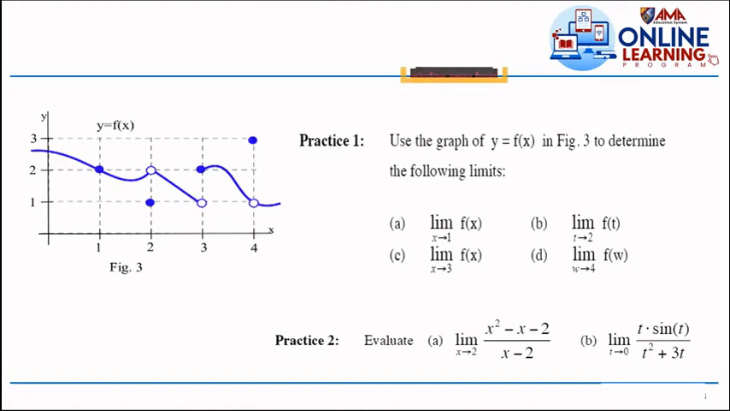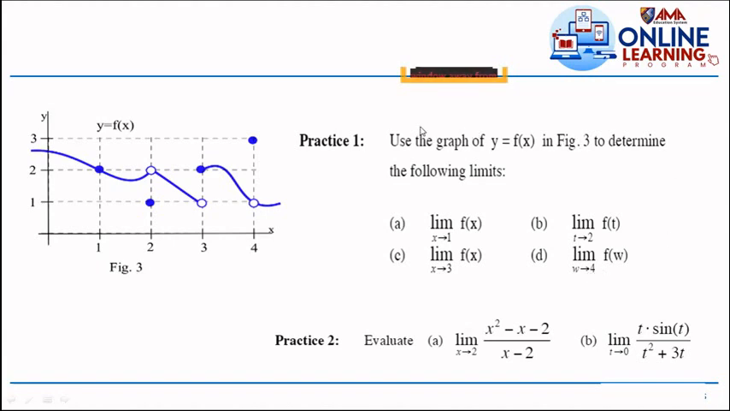Okay. So for 5 minutes, we will use the graph of y equals f(x) in figure 3 to determine the following limits. Letter A, the limit of f(x) as x approaches 1. Letter B, the limit of f(t) as t approaches 2. Letter C, the limit of f(x) as x approaches 3. Letter D, the limit of f(w) as w approaches 4.